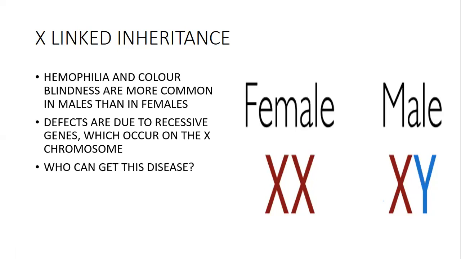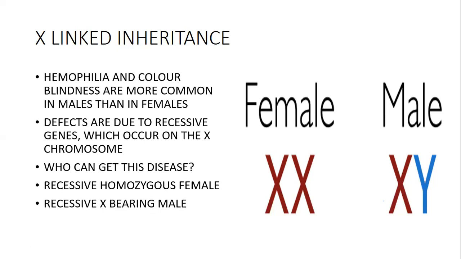So who can get this disease? Both male and female, but most of the time it is male. A recessive homozygous female can get it. Recessive homozygous female means both the X chromosomes carry an allele for hemophilia or, let us say, color blindness. A recessive X-bearing male, if the X chromosome has the hemophilia or color blindness allele, will also get it.